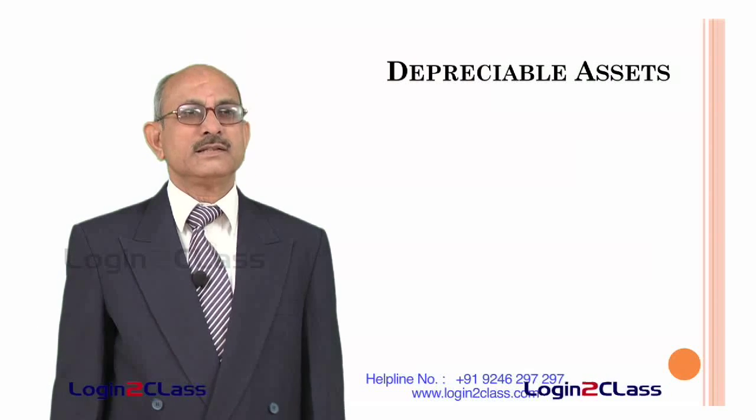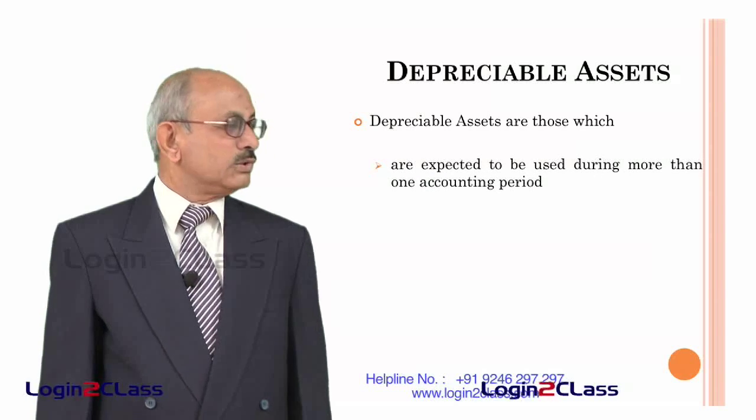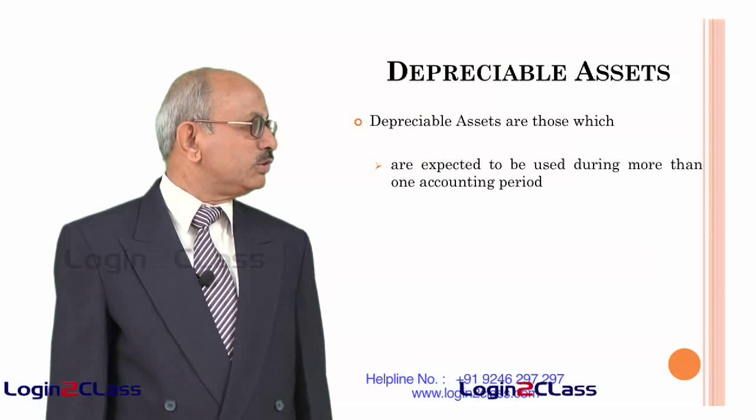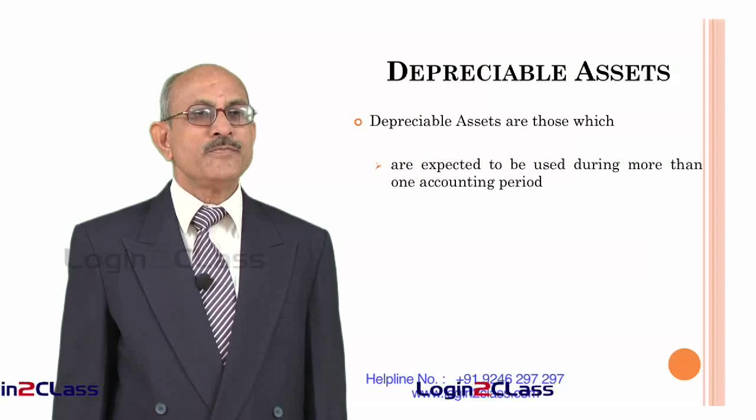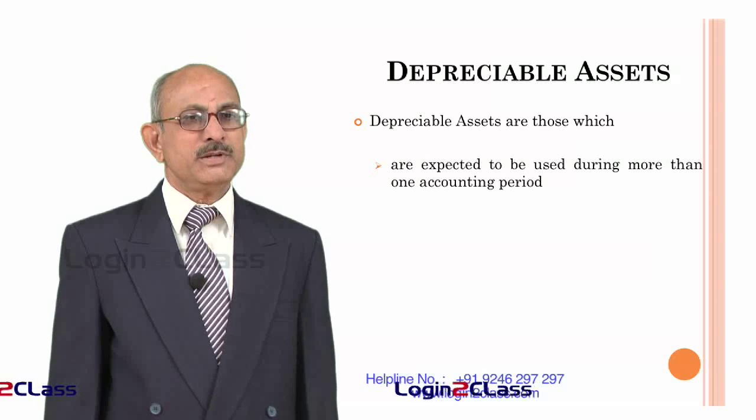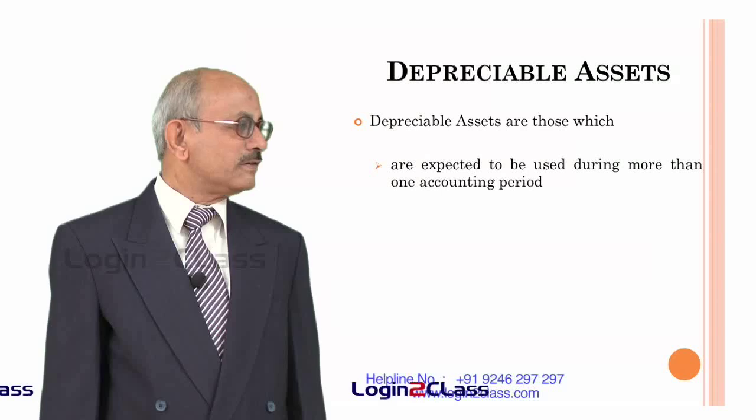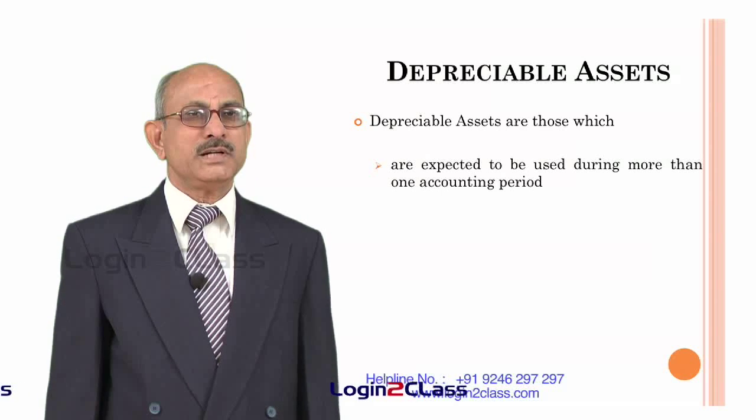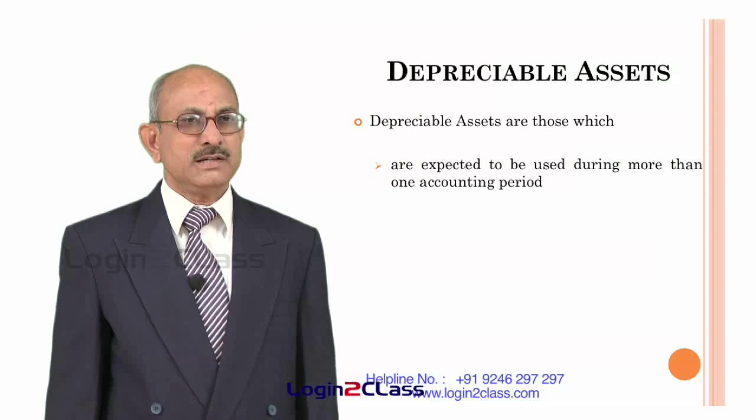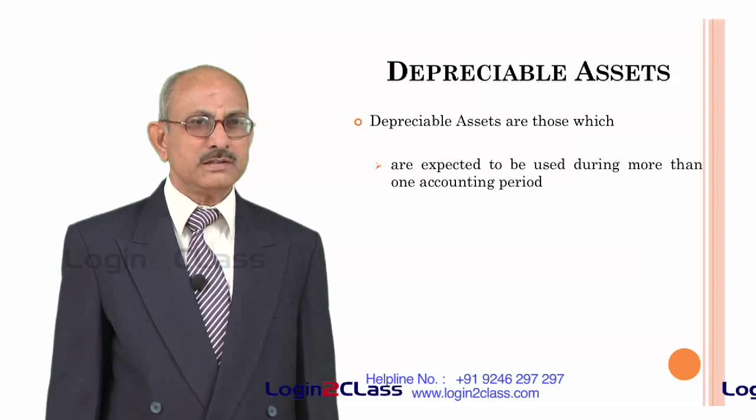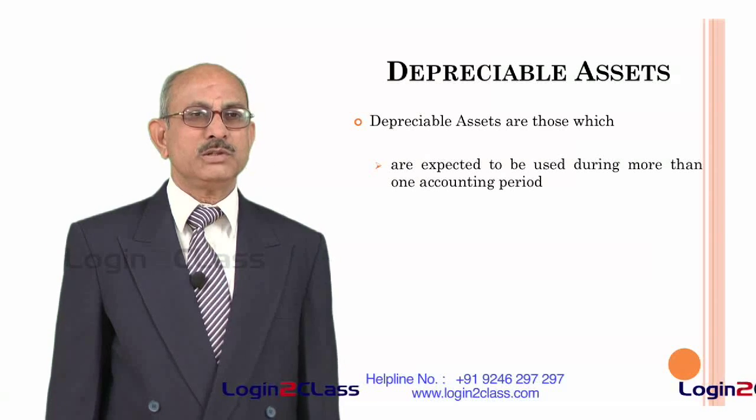So now we will discuss what is the meaning of depreciable assets. What assets can undergo depreciation? So depreciable assets are defined as those which are expected to be used during more than one accounting period. Normally a depreciable asset is one which can be used for a number of periods, at least more than one accounting period. For example, if machinery is bought, normally it will be used over a period of time, so it becomes a depreciable asset. Similarly, furniture is used for a number of accounting periods, so it is a depreciable asset. For example, a vehicle is used for a number of years, so it becomes a depreciable asset.